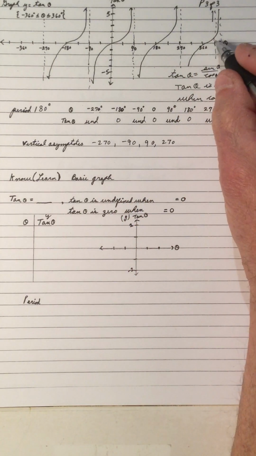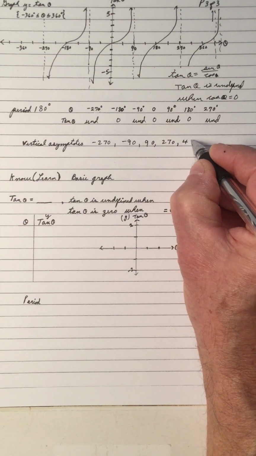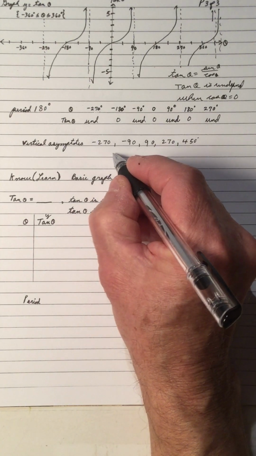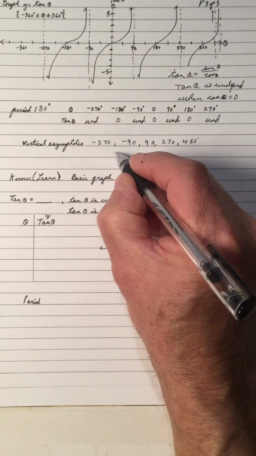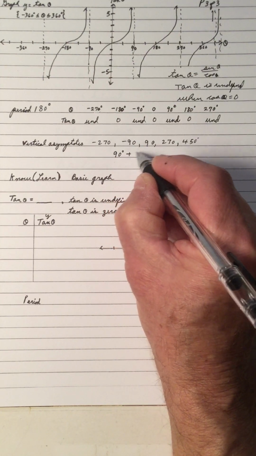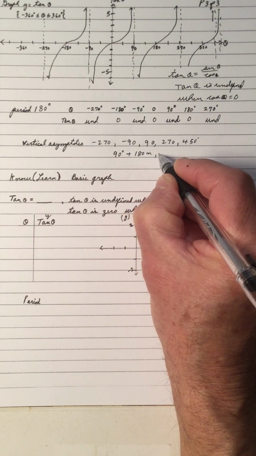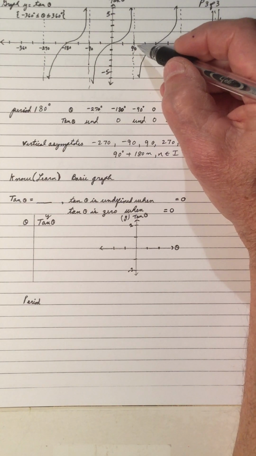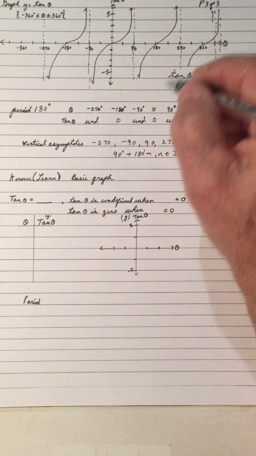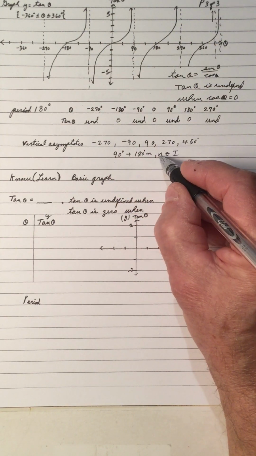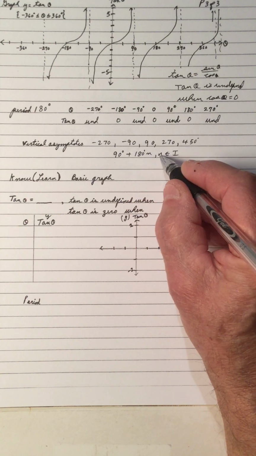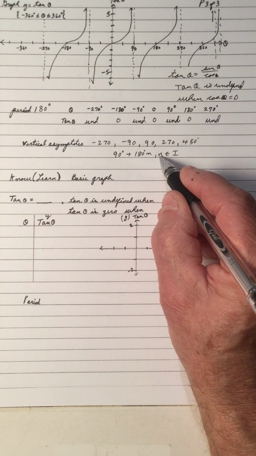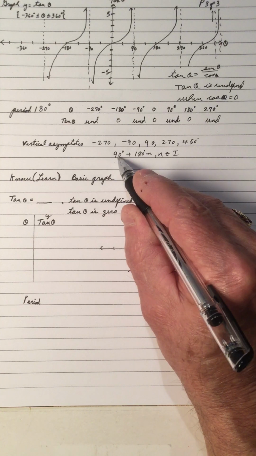270, and you add on, again, add 180 there, you get 450, and you keep on going on and on. So one way to define that is that you have a vertical asymptote at 90, so you could add on 180n, where n belongs to the integers. So you have a vertical asymptote at 90, adding 180 degrees on left and right, adding and subtracting. When n is 0, you get 90. When n is 1, you get 270. When n is 2, you get 450. And when n is negative 1, you get negative 90.